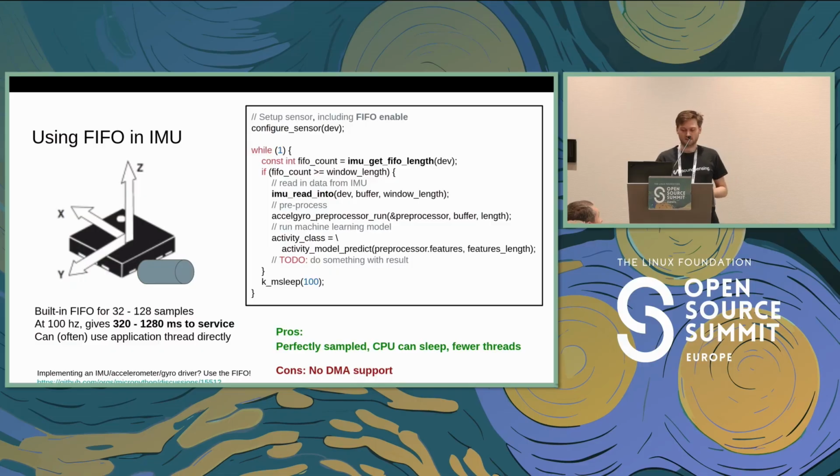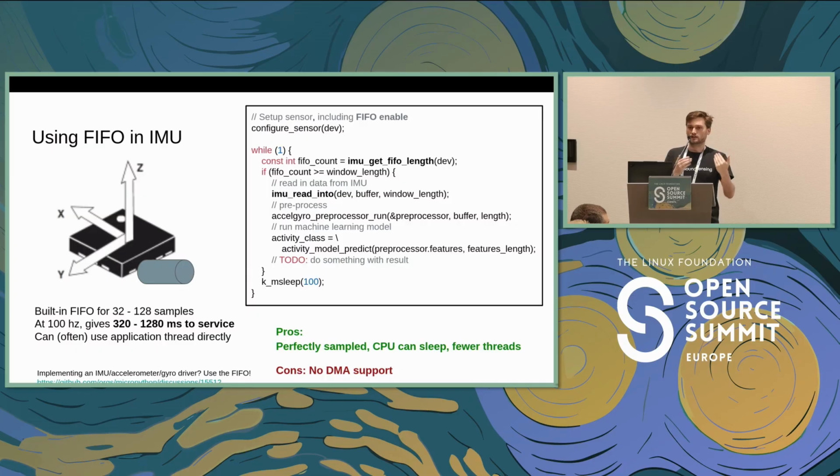A better way is to use the first in, first out buffers that are present in basically all IMUs these days. They might have the capacity to store maybe 32 samples, or some have up to a couple of hundred samples. And if you have the same 100 hertz sample rate, that means that you could wait up to 320 to 1,280 milliseconds in order to service it.